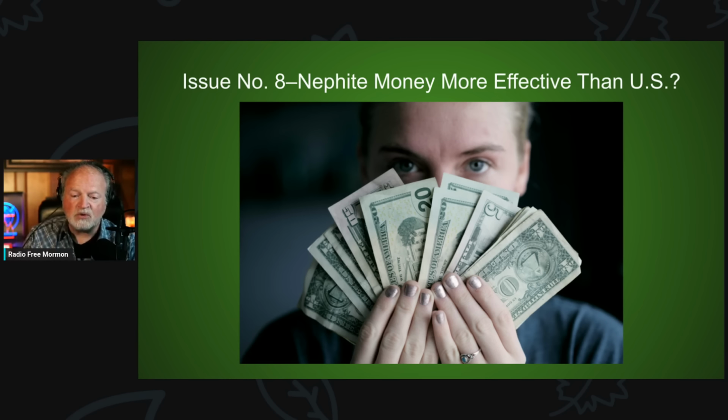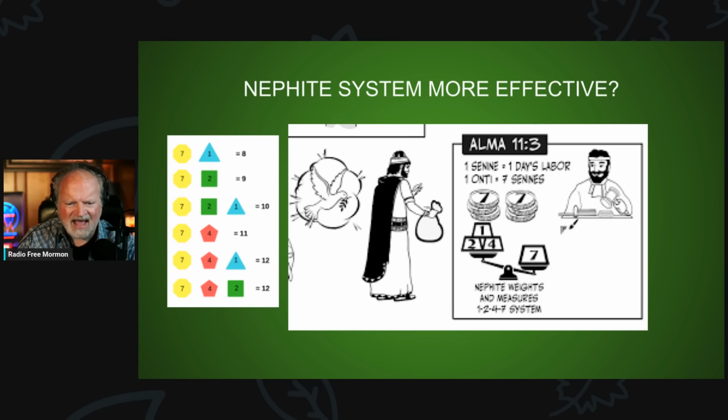Issue number 8, only 2 more to go. Issue number 8, Nephite money more effective than United States money. Now, you will hear this, and I heard this over and over, and there are charts about it, and you can find some of them on the internet, about how the Nephite monetary system is more effective and efficient than the U.S. monetary system. Let me show you a few of these, which is supposed to be an evidence of its truth. That is a logical fallacy, but nevertheless, let's look at it anyway. In other words, even if the Nephite monetary system were more effective than the U.S. monetary system, it doesn't prove the Book of Mormon is true.